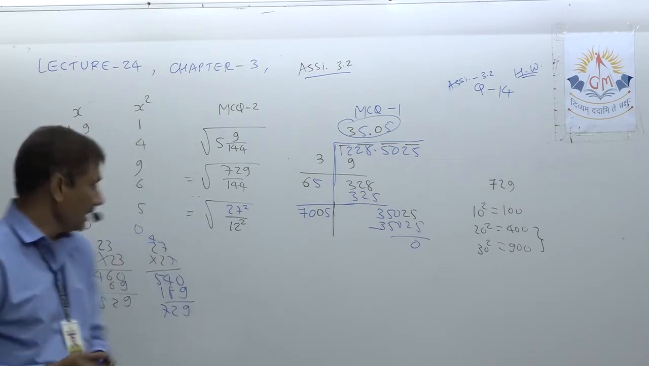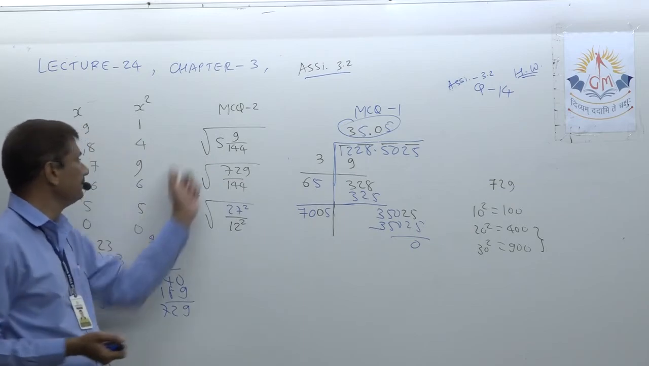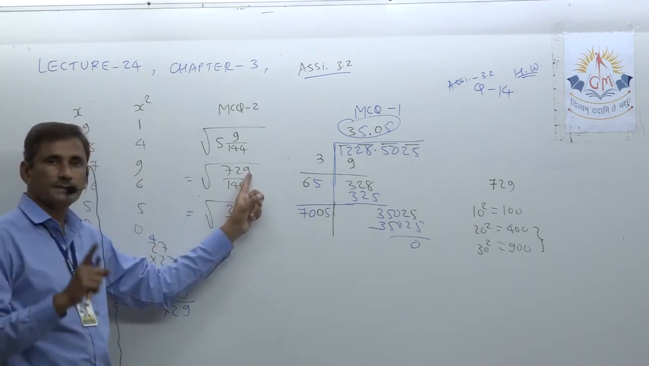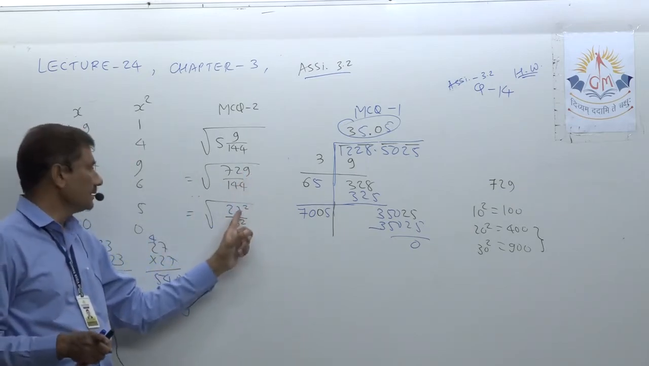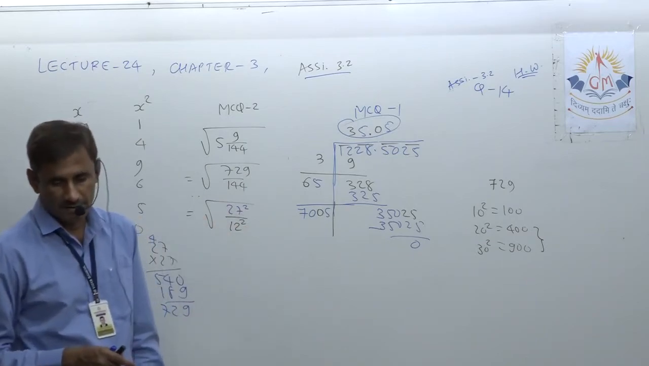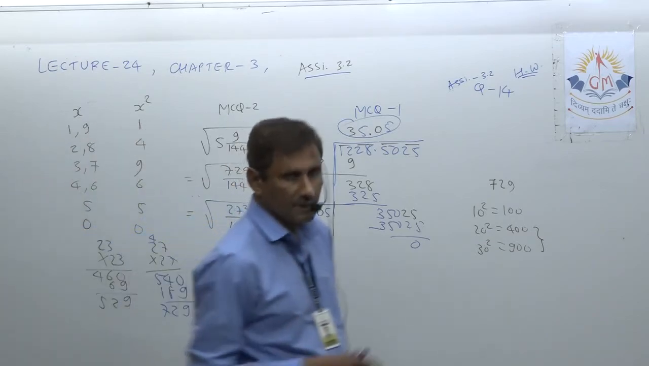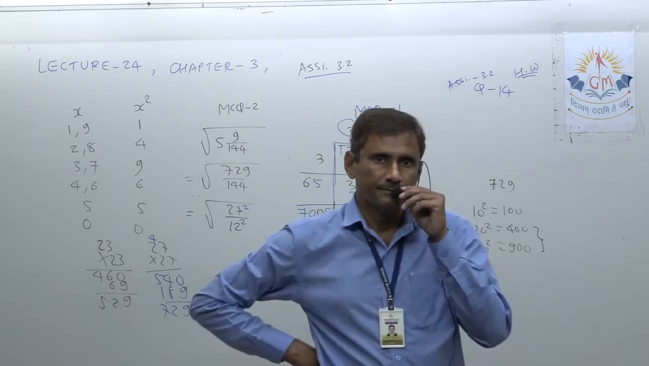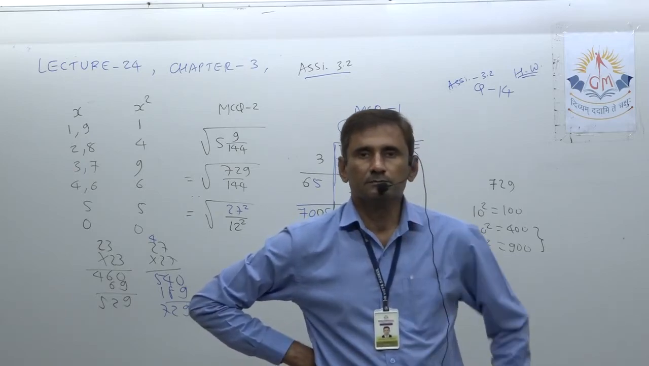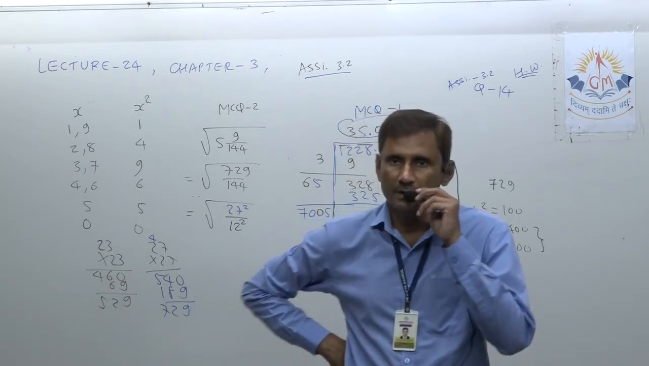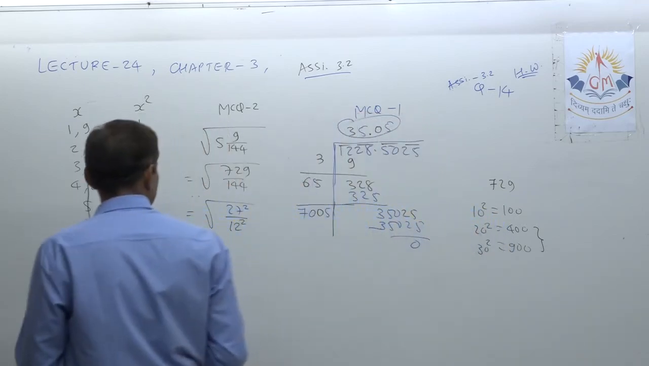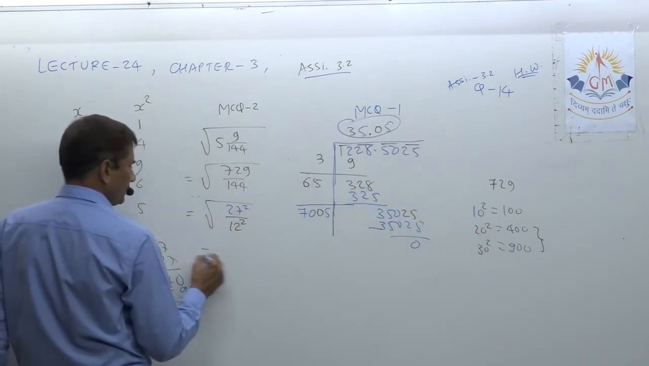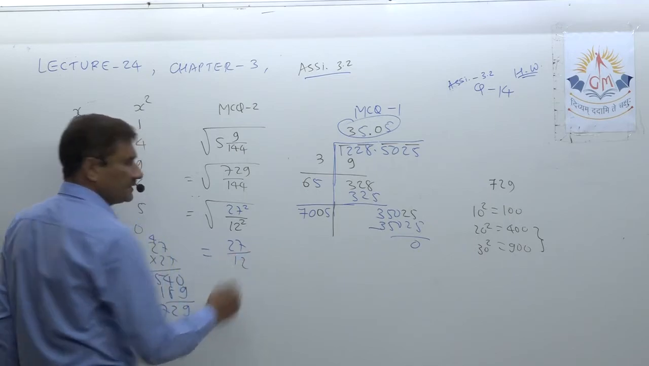But now we take help of this rule. If the last digit is 9, then its square root's last digit must be either 3 or 7. Okay, we got it. 27 now. Okay, so now square and square root cancel out. So 27 upon 12 is our answer.